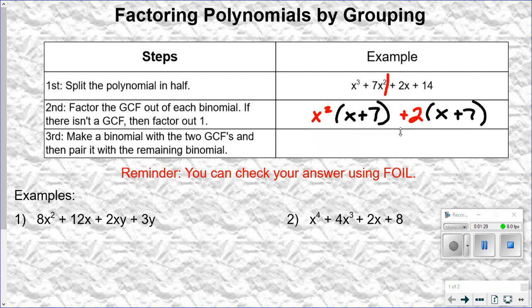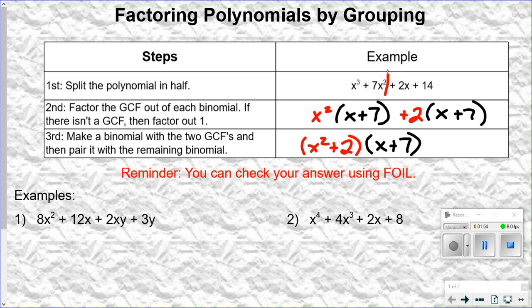All right, so that's step 2. Now step 3 is to make a binomial with the 2 greatest common factors. So that's this x squared plus 2, and then pair it with the remaining binomial. So my final answer would be x squared plus 2 times x plus 7.